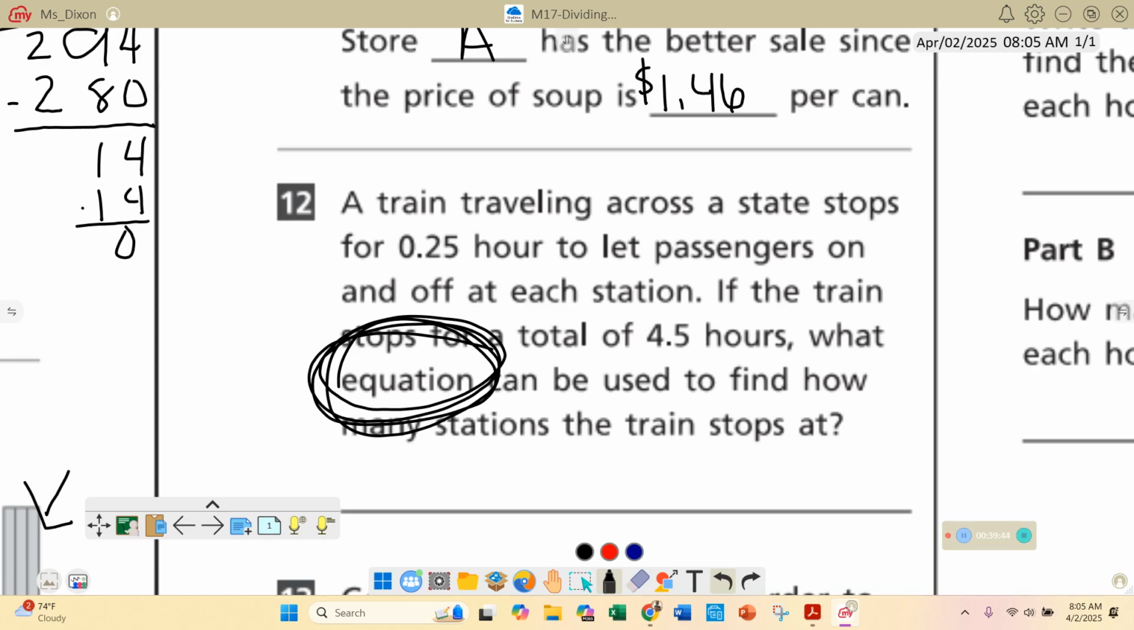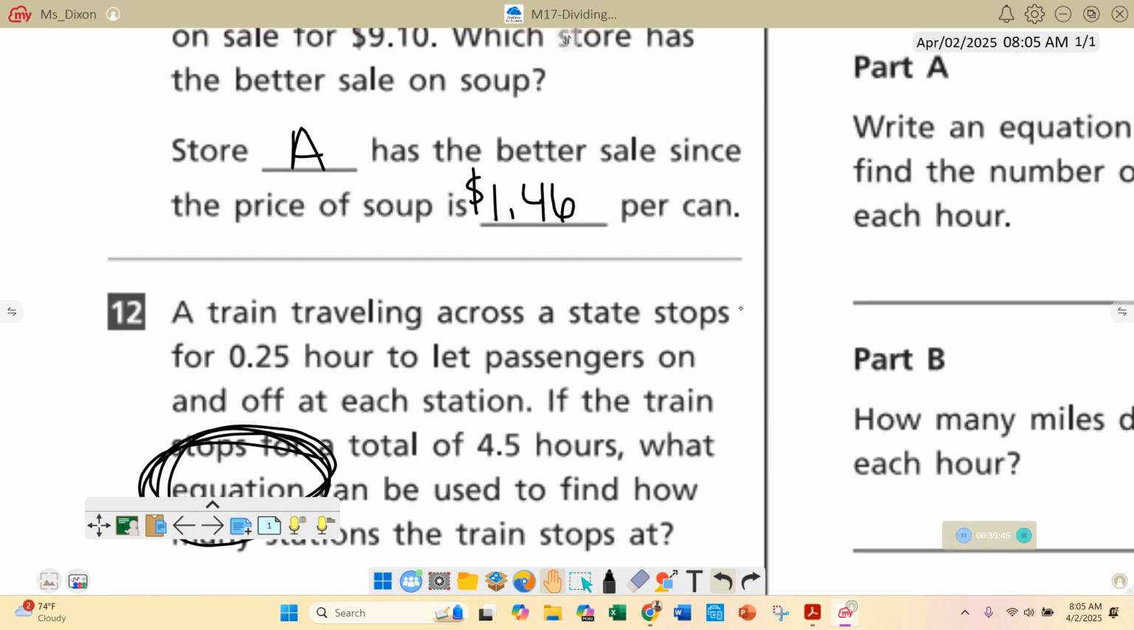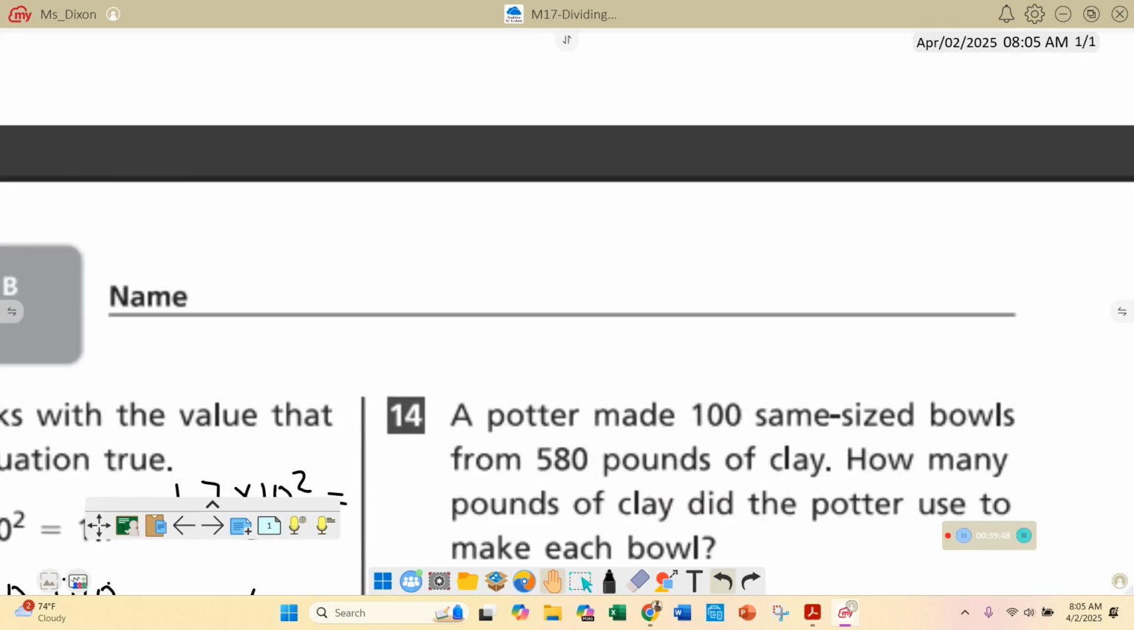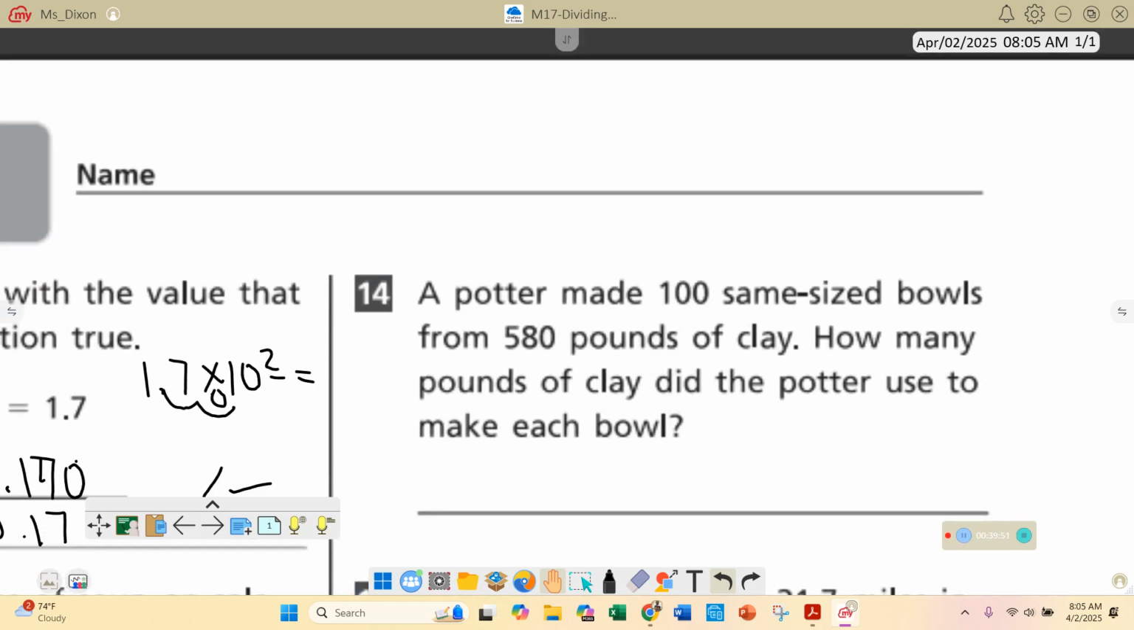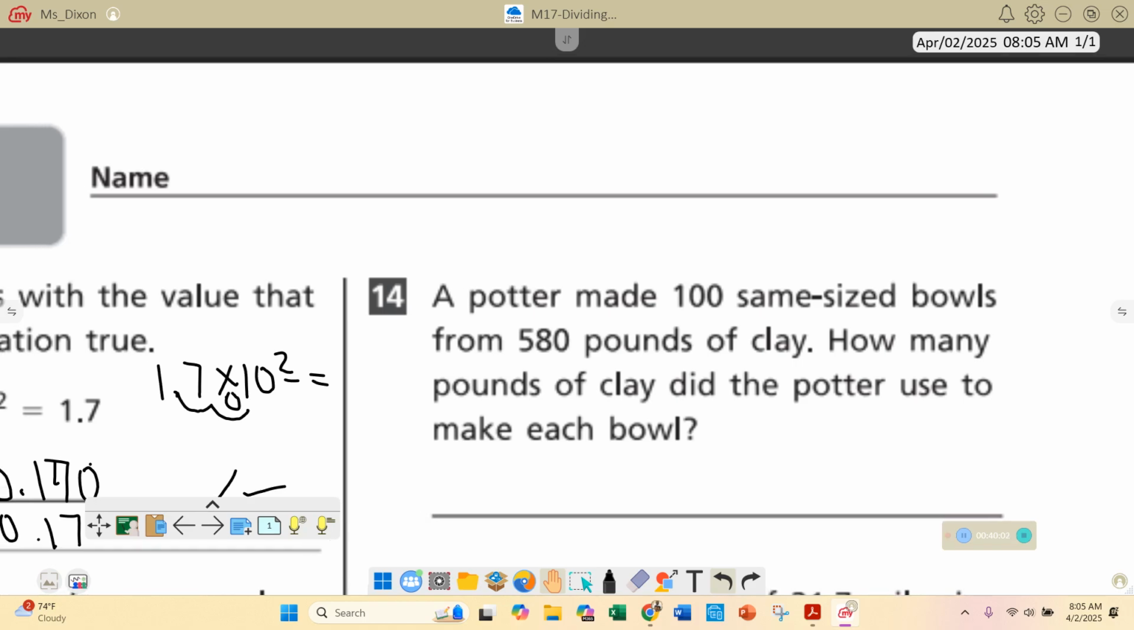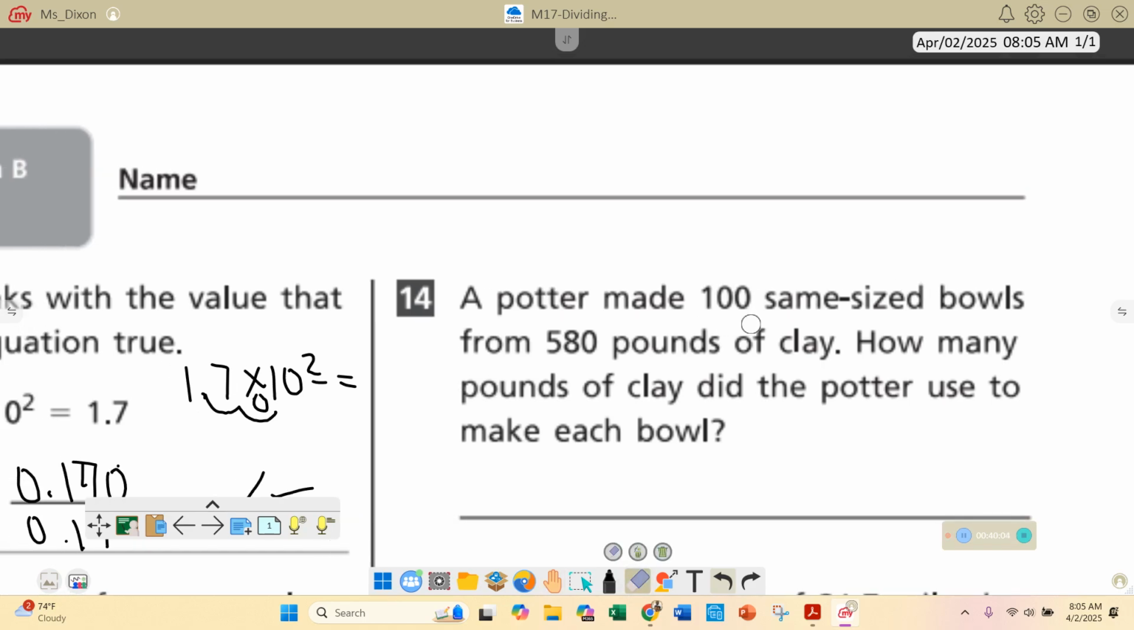All right, we're going to come back to question number 13. I want to move over to question number 14 really quick. Question number 14, you are dividing or multiplying, whoops, by a 10 base number, 100. So really, you're only looking at moving that decimal either to the left or to the right.